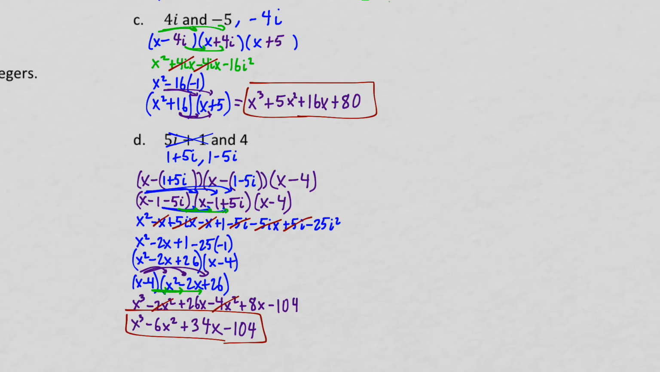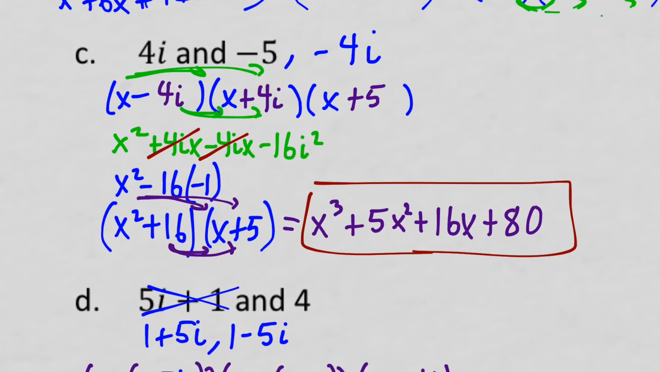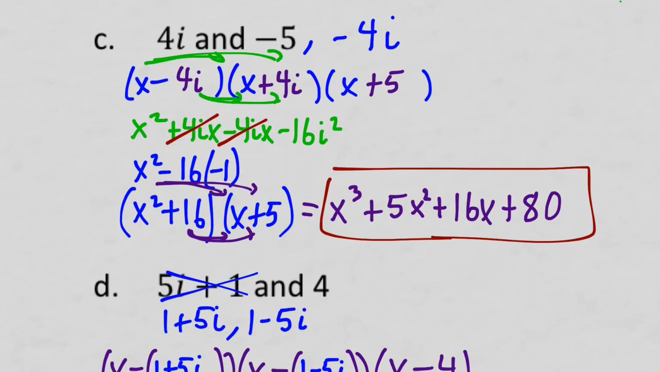Alright guys, here you go. These are the correct answers for C and D. In C, it's 4i and negative 5, but you need to include the conjugate of 4i, which is negative 4i. So my factors are x minus 4i, x plus 4i, and x plus 5. Remember, because it's always x minus, but when you plug in the negative 5, it's x plus 5.